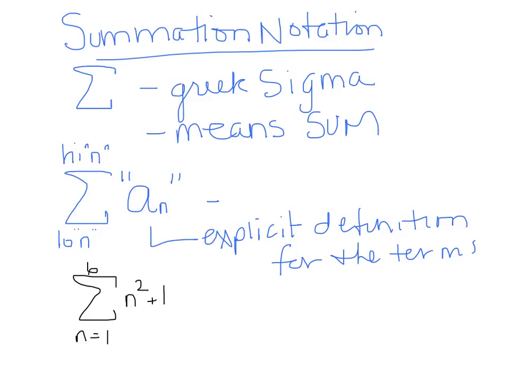Being explicit, it has to have that n in there. Alright, so then let's evaluate what this would be. And what you're going to do is you're just going to start finding the first term, n is 1. So it's 1 squared plus 1.